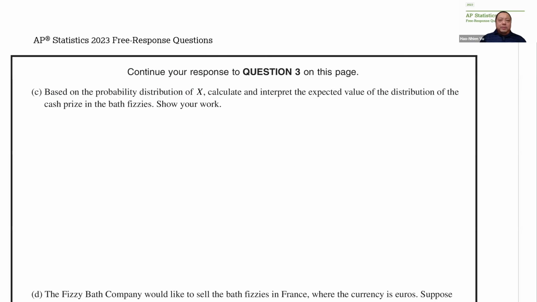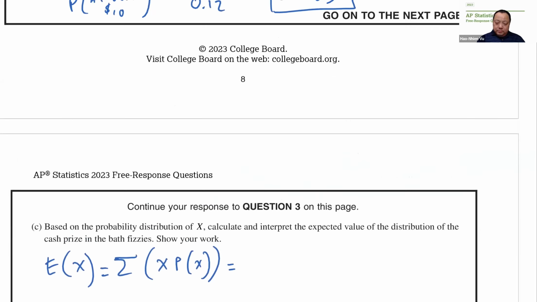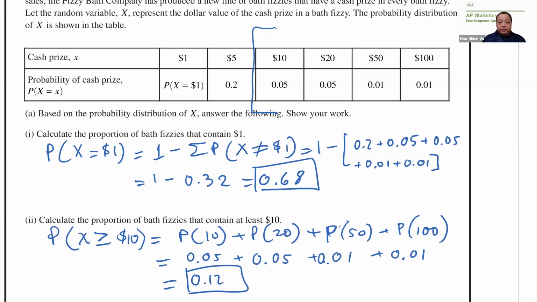Part C, based on the probability distribution of x, calculate and interpret the expected value of the cash prize in the bath fizzies. The expected value of x is equal to the sum of x times probability of x. Just plug in all the numbers. So all the numbers are here with the 0.68 here going into the box of $1.